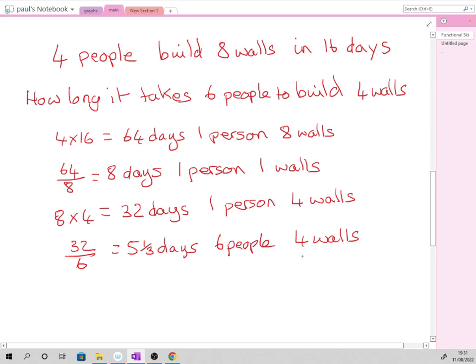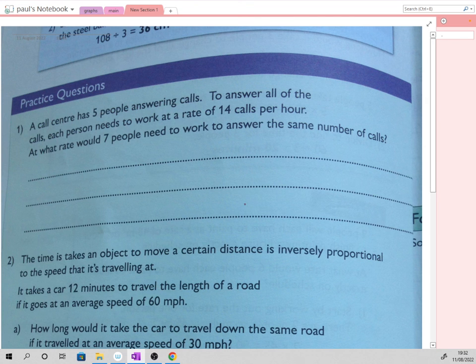Okay, now that is as complicated as you can get, I think, for this kind of method. So first of all, we always went down to one person. It took one person 64 days to complete the task. Then we divided the task down into one wall and then multiplied back up. Let's go to the next bit, see what they've got to say for this.